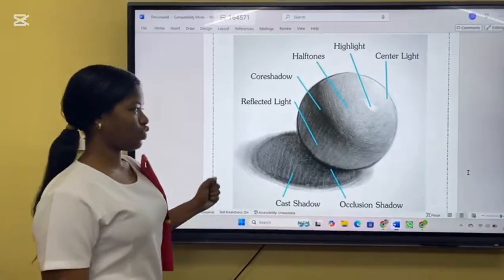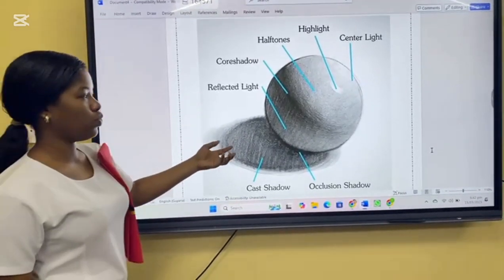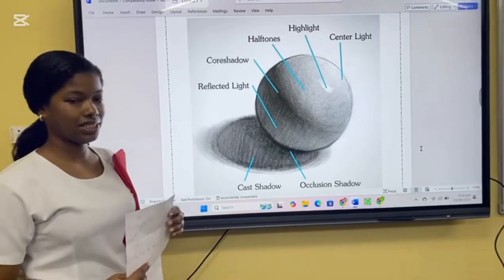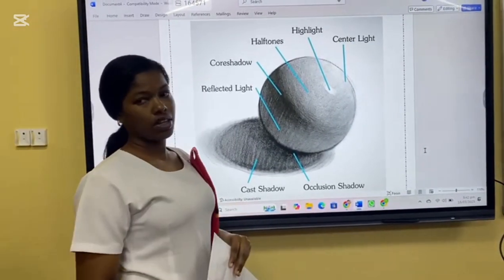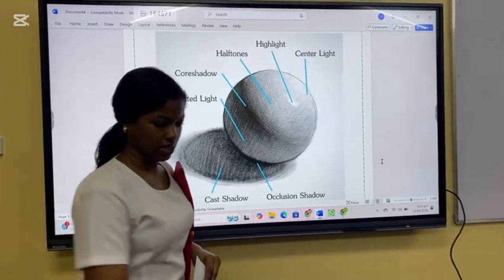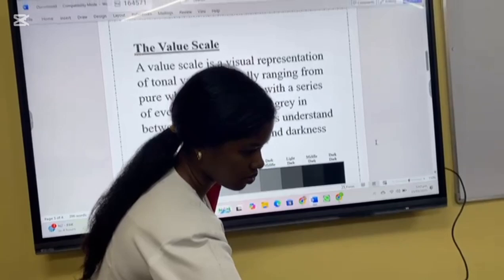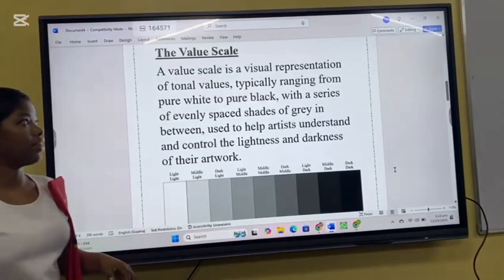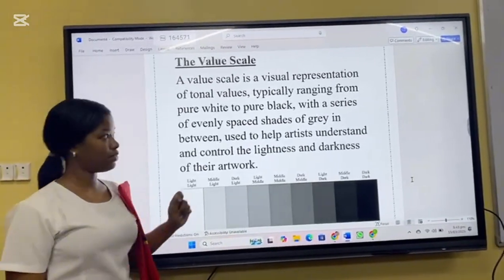right? So, perfect, alright? So, here on our object, we have some details. Now, we'll get back to these details a little later, right? So, let's look at what a value scale is. So here, the value scale. Let's read what the value scale is.